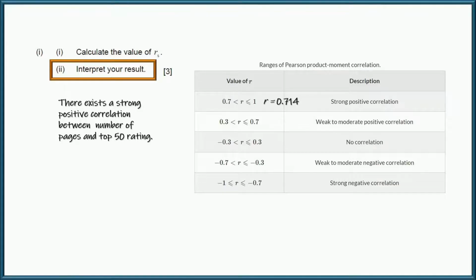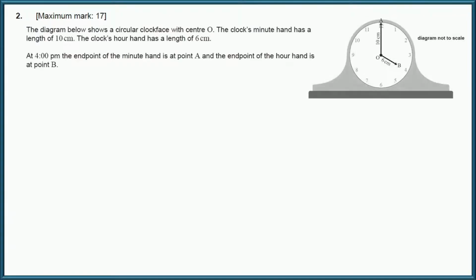Okay, so now problem number 2. All right, this is worth 17 points. This one's kind of ugly looking. It's really not all that bad. All right. Now, the diagram shows a circular clock face with center O. I love how the British don't know how to spell. The clock's minute hand has a length of 10 centimeters. All right. And the hour hand is 6 centimeters.